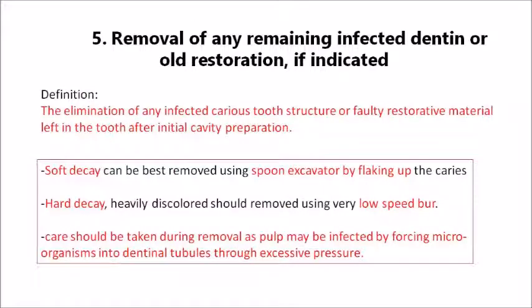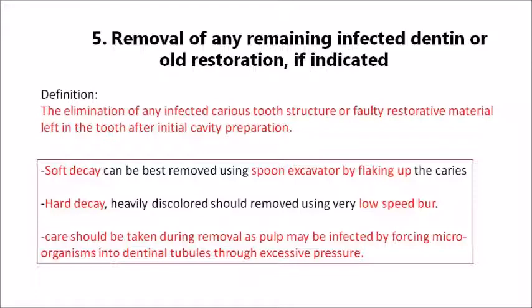Moving on to the final steps of the cavity preparation, there are 5 steps. The first one is removal of any remaining infected dentin or old restoration, if indicated. Any infected carious tooth structure or faulty restorative material left in the tooth after the initial cavity preparation should be removed.